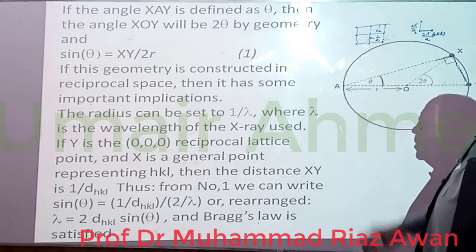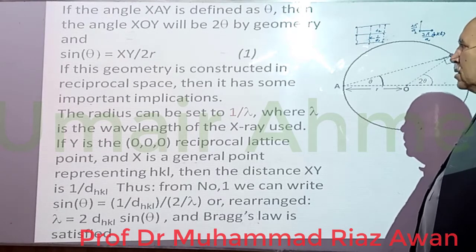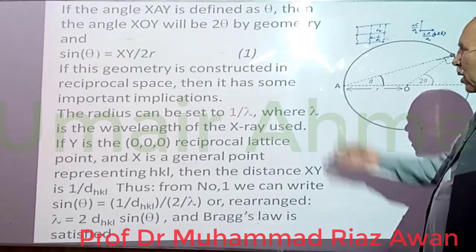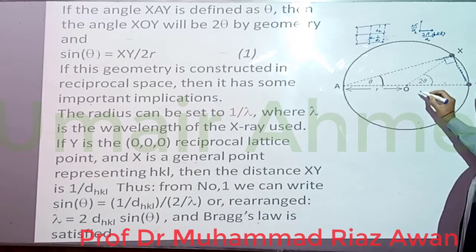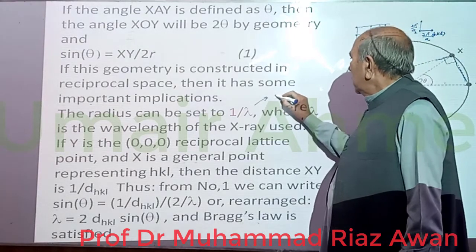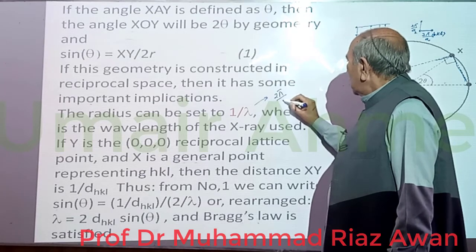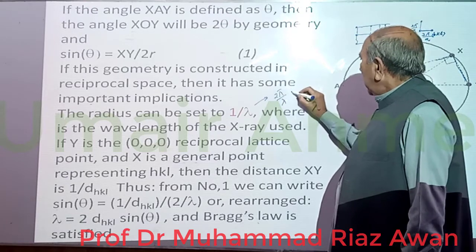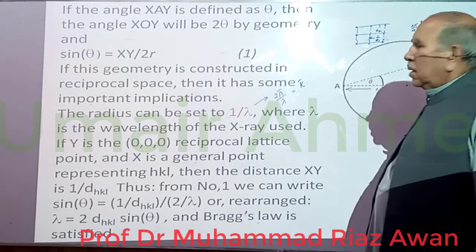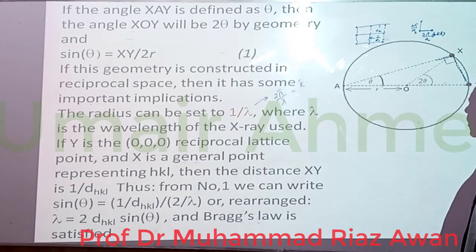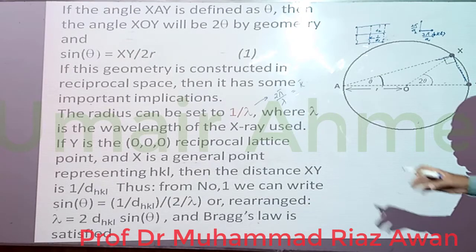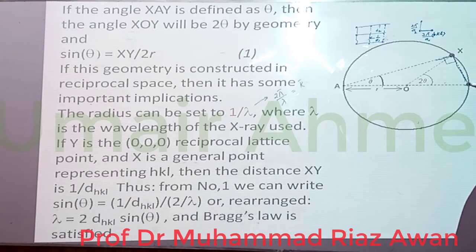If this geometry is constructed in the reciprocal space, then it has some important implications. What are those important implications? We will discuss them here. The radius can be set equal to 1 divided by lambda or 2 pi divided by lambda, and 2 pi divided by lambda is in the reciprocal space, which I can represent with the vector k, where lambda is the wavelength of the X-ray which we have used in this experiment. If Y is 0, 0, 0, it means the coordinates of this point are 0, 0 and 0.